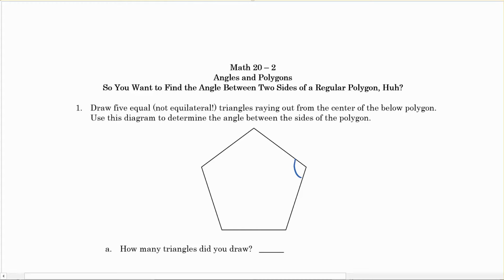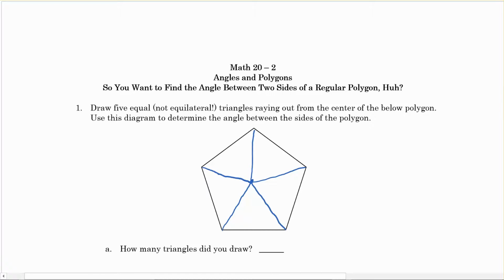So the first one says draw 5 equal, not equilateral, triangles raying out from the center of the below polygon. Use the diagram to determine the angle between the sides of the polygon. So what we're going to do is just make a point right in the middle, and then we're going to make triangles that connect from there to there, one there to there, and that'd be one of my triangles. So I'll draw the rest here. Okay, so you can see that we've drawn 5 triangles, right?